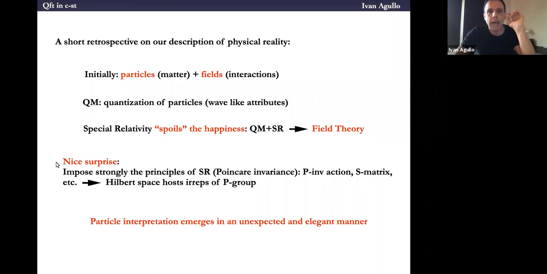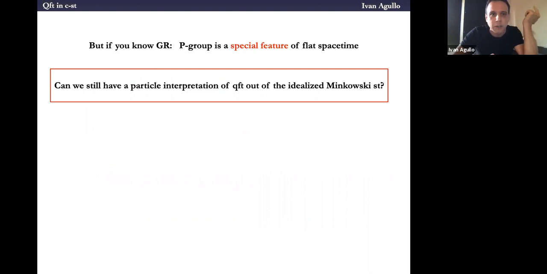And you may wonder why I'm explaining all this, and it's because if you now put in GR, general relativity, you notice that the Poincaré group is a special feature of flat spacetime. That group is only a symmetry of Minkowski spacetime. It is not a global symmetry of Schwarzschild, of Kerr, of Friedmann-Robertson-Walker. So we don't have anymore these irreducible representations of the Poincaré group in our Hilbert spaces. And therefore, it is not clear at all whether there are states with particle attributes in the same sense as they are in flat spacetime.